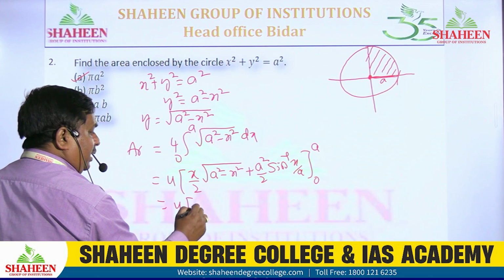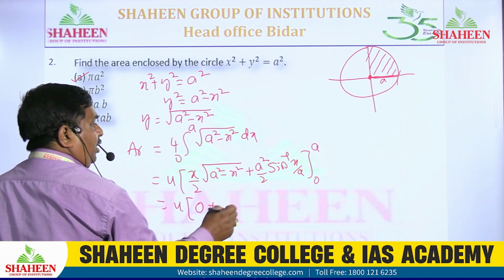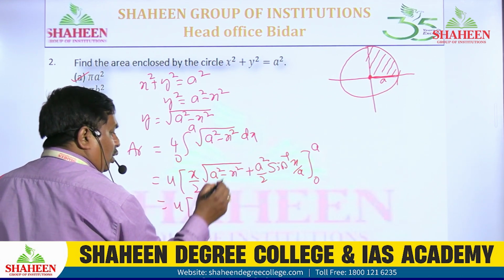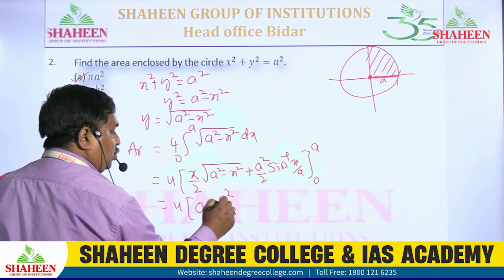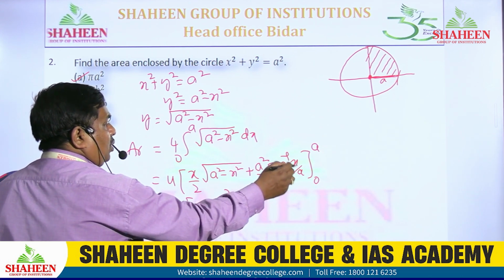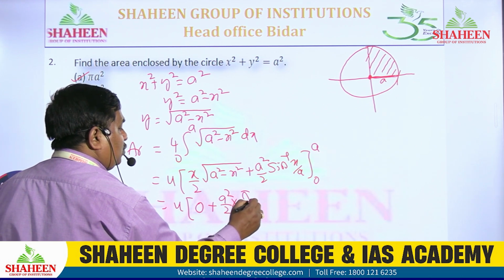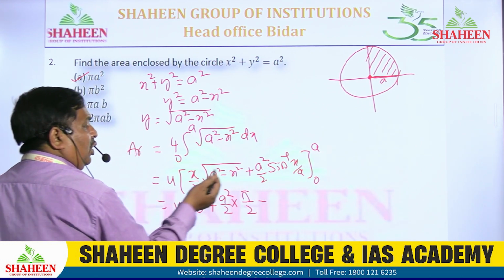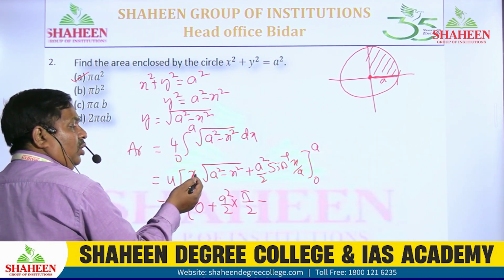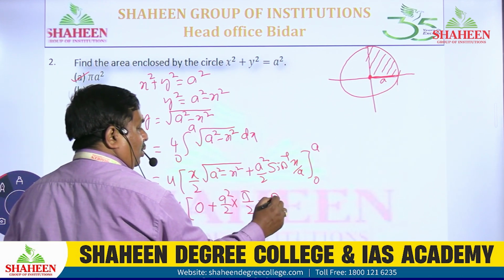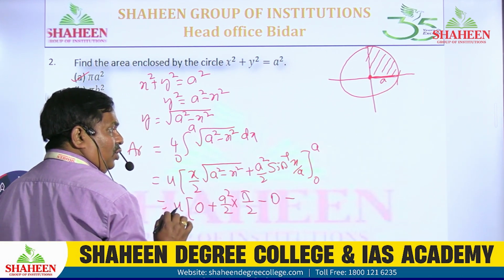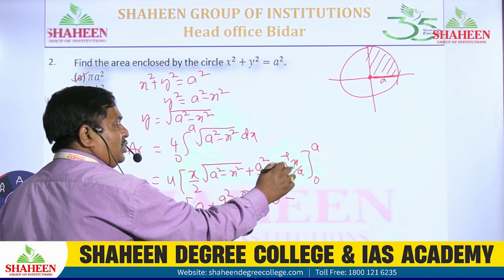The first term becomes 0. Plus, if you take x equal to a here, this is a square by 2 into a square by a, sorry, a by a is 1, sine inverse 1 value is pi by 2, minus, if we take lower value x equal to 0, 0 into anything is 0, and if you take lower value 0, sine inverse 0 is 0, 0 into anything is 0.